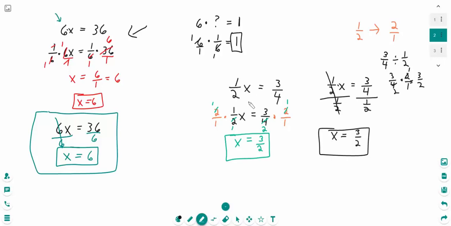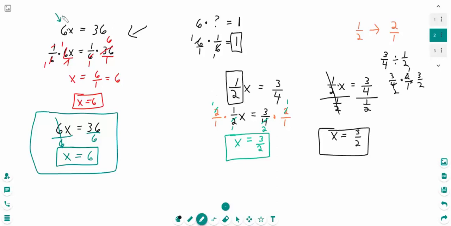All right. So if you're looking for a rule of thumb, I would say if the variable has a coefficient that's a fraction, well, then multiply it by its reciprocal. You could divide by the coefficient, that's fine, but it's usually a little bit easier to multiply by its reciprocal if the coefficient is a fraction.